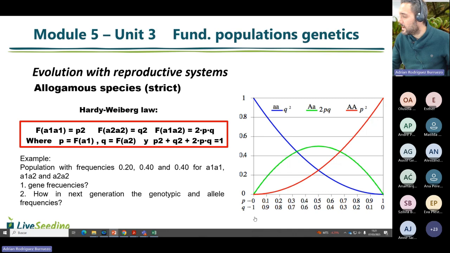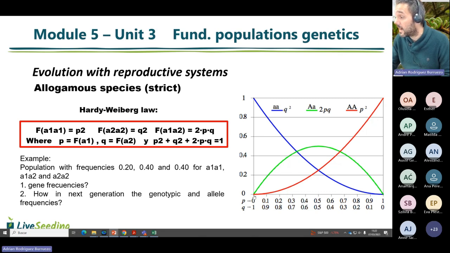For instance, see in the horizontal scale, on the left, when P is 0 and Q is 1, I mean, in a population where the allele A1 has disappeared and only allele 2 is present, this is what it means, you can see that there are no genotypes in green, no heterozygous genotypes, because if you multiply 2 by 0 of P and by 1 of Q, it is 0.